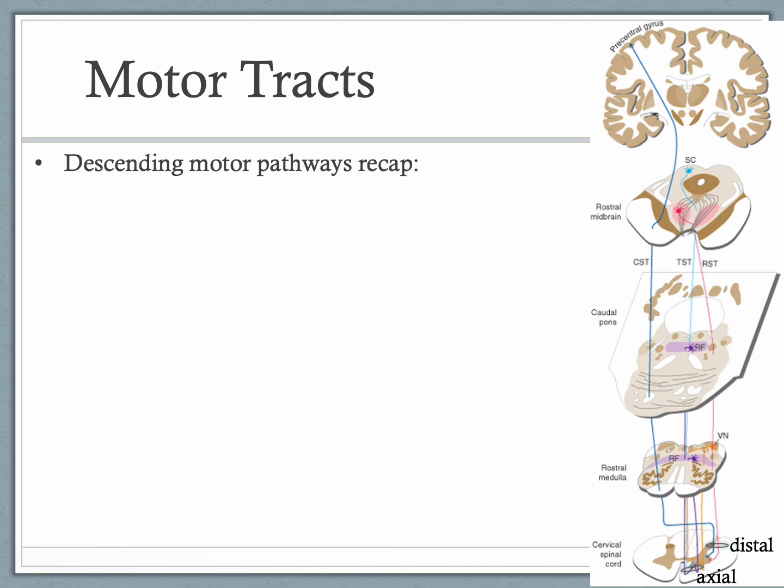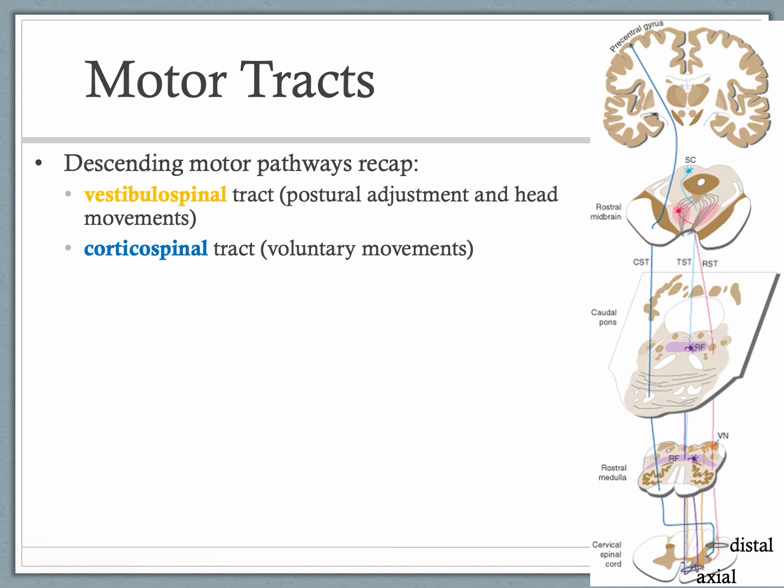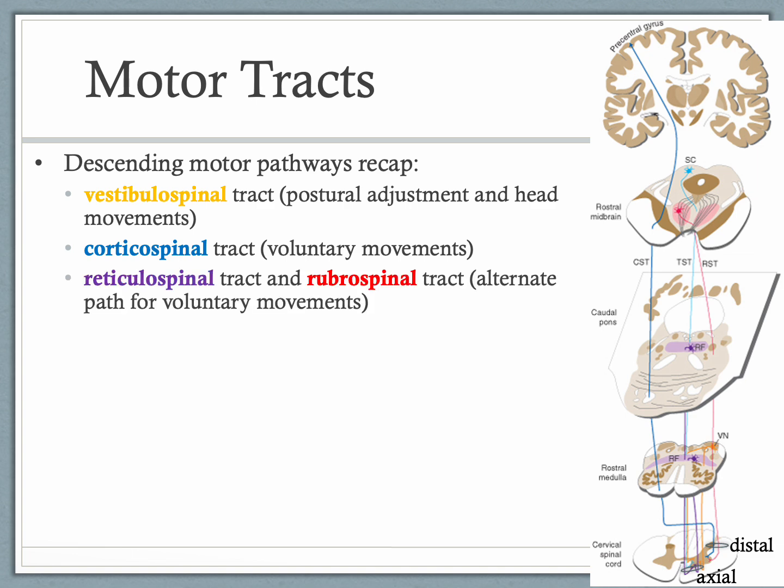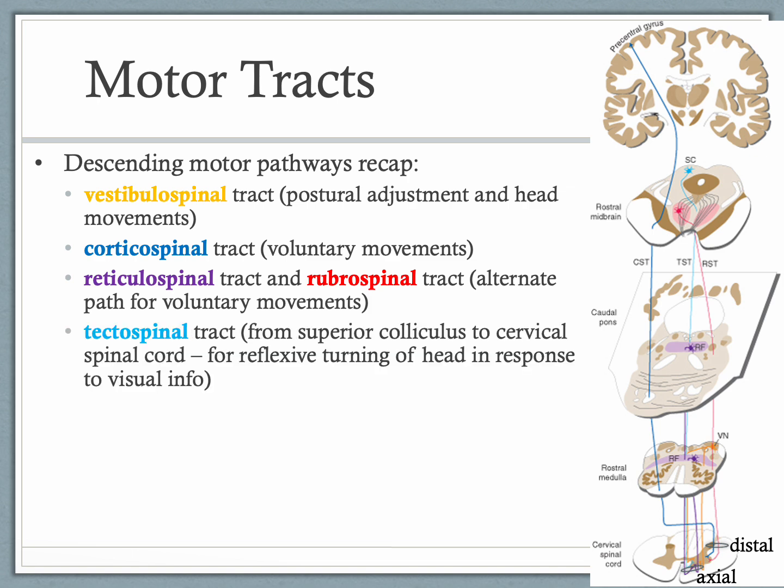Motor tracts, a descending motor pathways recap. The vestibulospinal tract is for postural adjustment and head movements. The corticospinal tract is for voluntary movements. The reticulospinal tract and rubrospinal tract are alternate paths for voluntary movements. There's also the tectospinal tract, from the superior colliculus to the cervical spinal cord, for reflexive turning of the head in response to visual info.